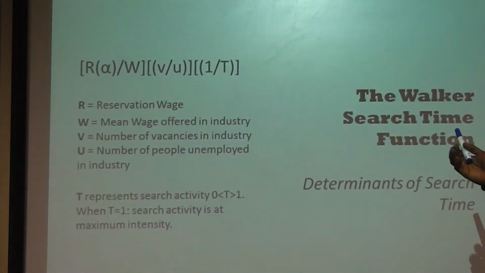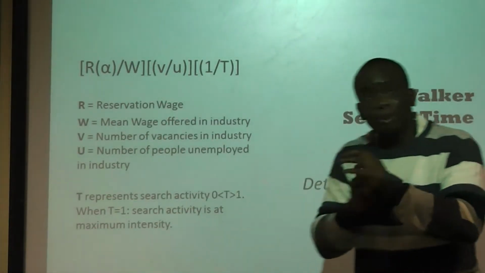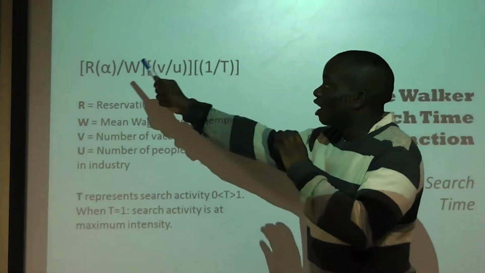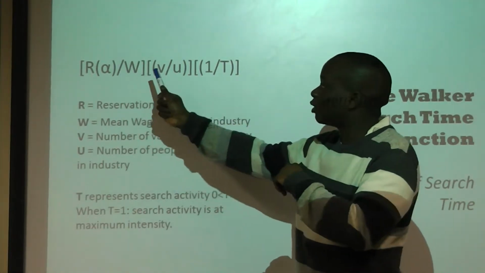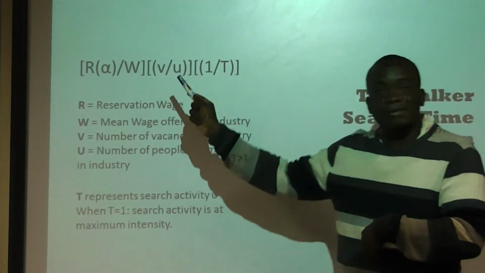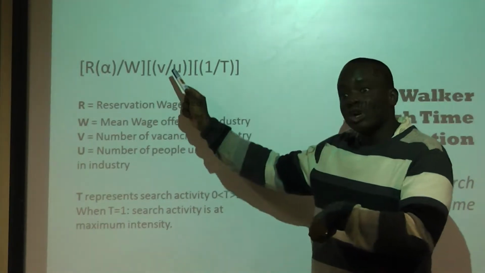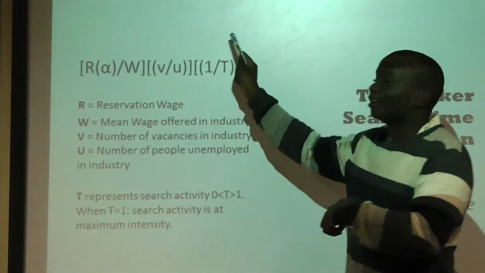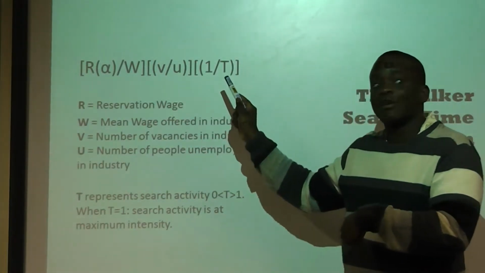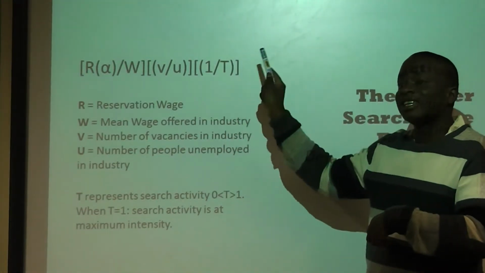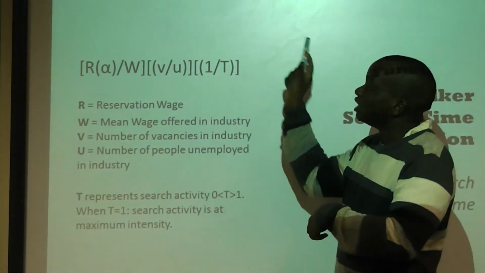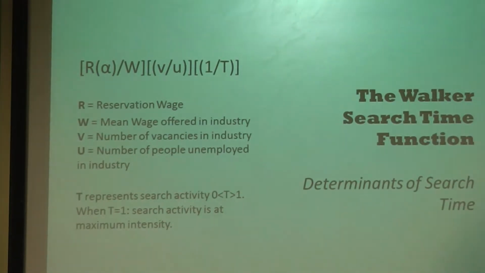Okay, so I've explained the Walker search time function. It's quite easy to understand. The components are as follows: dispersion, the ratio of reservation wage to mean wage offered; the ratio of vacancies to unemployment, which reflects macroeconomic uncertainty; and the intensity of search time. So 1/T is search. As intensive search time increases, the expected value of search time decreases. Is that all understood before I move on?